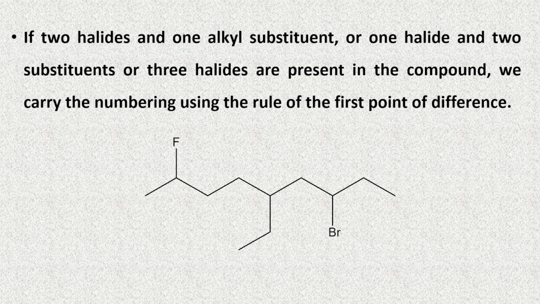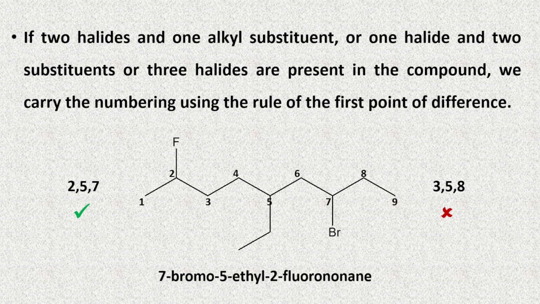For example, the locants of these three substituents from the left are 2, 5 and 7, and from the right end the locants are 3, 5 and 8. So based on the rule of first point of difference, 2, 5, 7 is correct, and thus its IUPAC name is 7-bromo-5-ethyl-2-fluorononane.